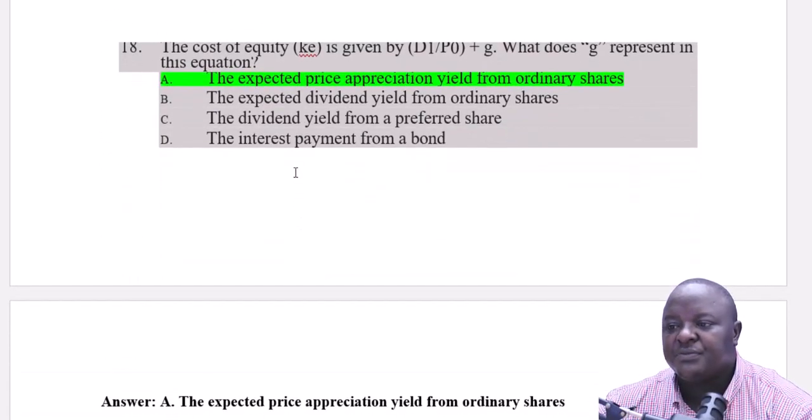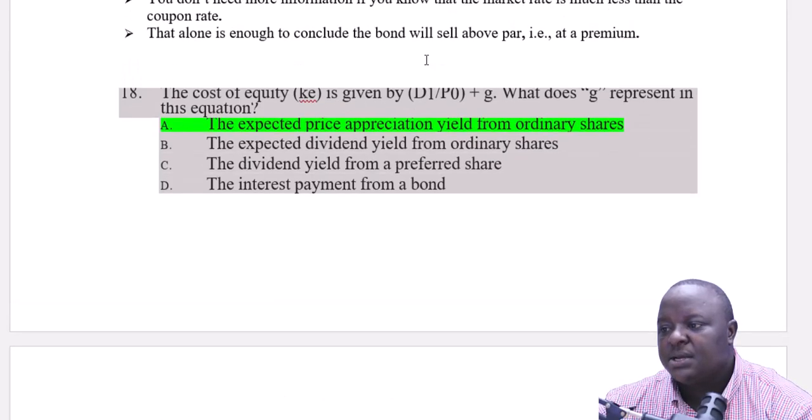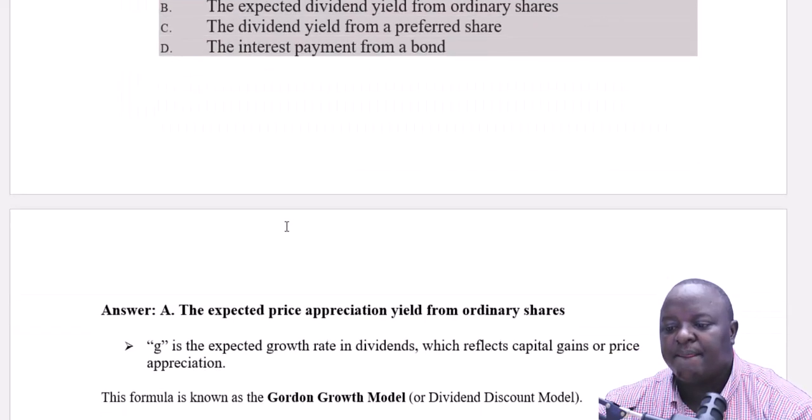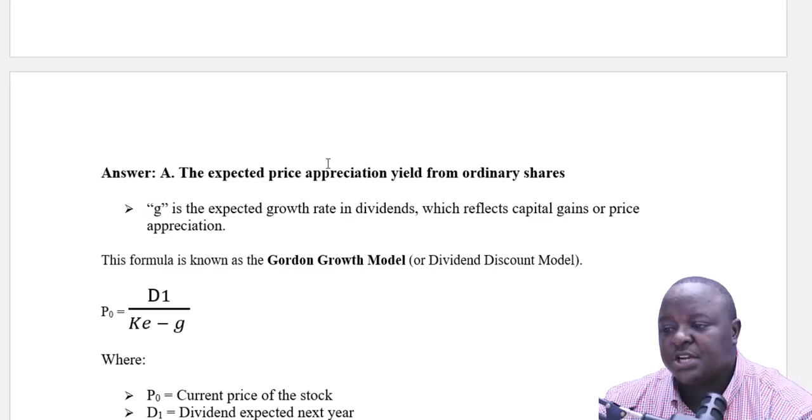Question number 18. The cost of equity is given by D1 over P0 plus G. What does G represent in the equation? The expected appreciation yield from the ordinary shares, the expected dividend yield from the ordinary shares, the dividend yield from the preferred shares, or the interest payment from the bond. The answer is A, the expected price appreciation yield from ordinary shares. G is the expected growth rate in dividends, which reflects the capital gain or price appreciation.